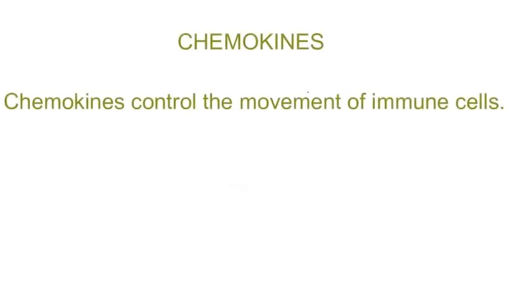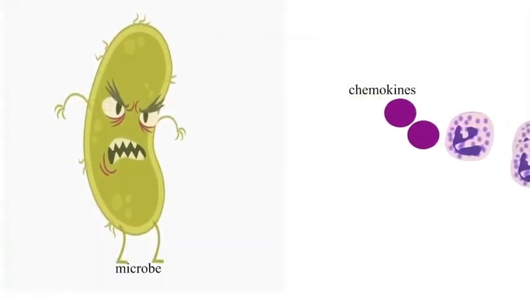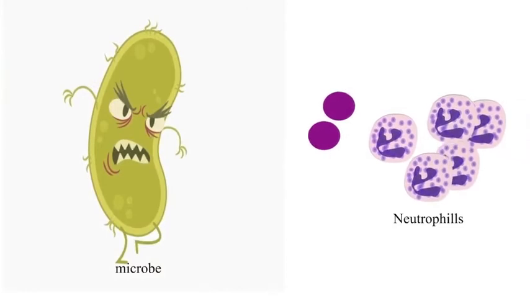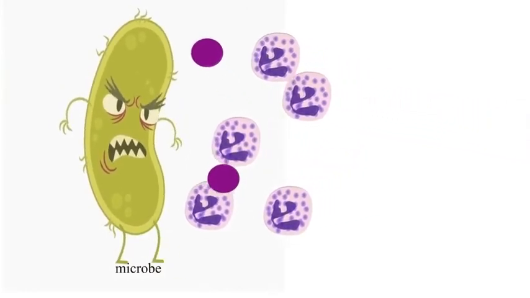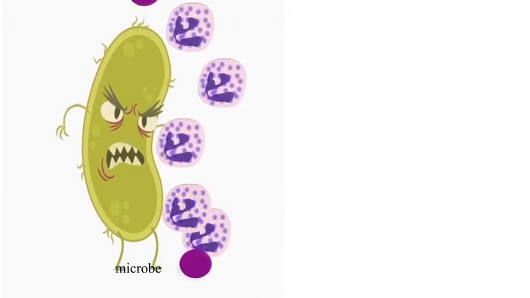Chemokines. Chemokines control the movement of immune cells. For example, the presence of a microbe or a foreign body triggers the release of chemicals that then direct immune cells to migrate towards the site of infection.